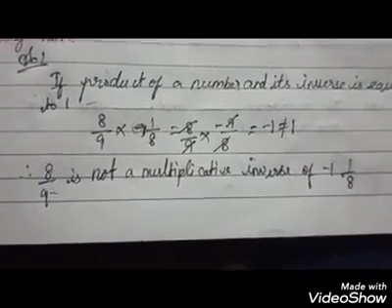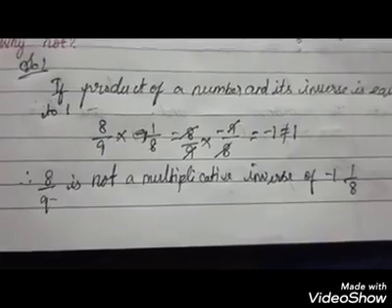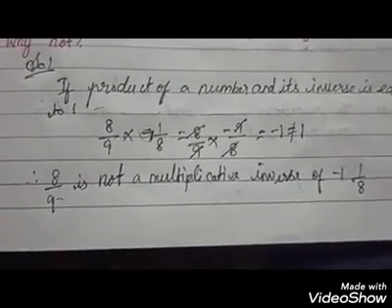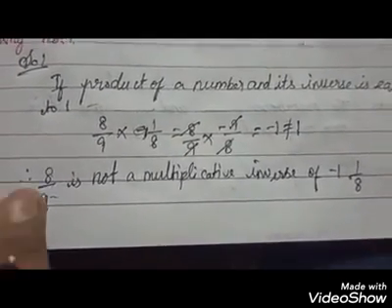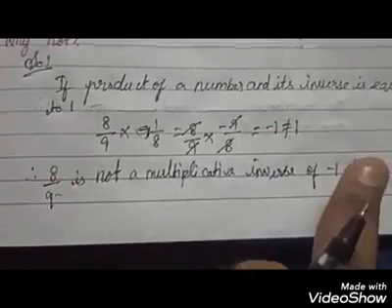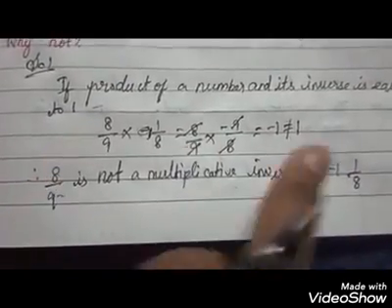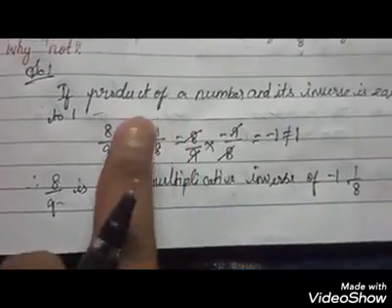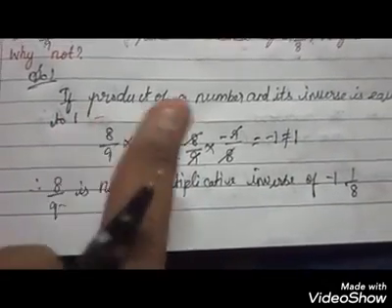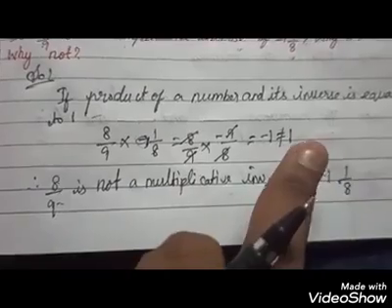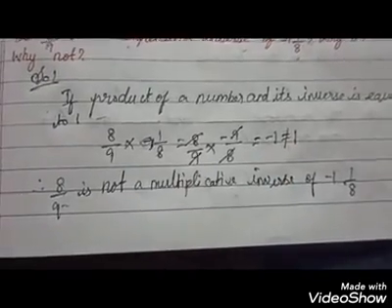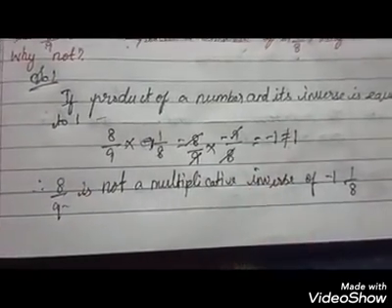Already I told you, for the multiplicative inverse we may not change the sign, we only take the reciprocal of the number. So here, the positive and negative signs differ, and in this way we conclude this is not an inverse. You need to prove that the product of the number and its inverse is equal to 1. Then we say it is an inverse, otherwise it is not a multiplicative inverse.